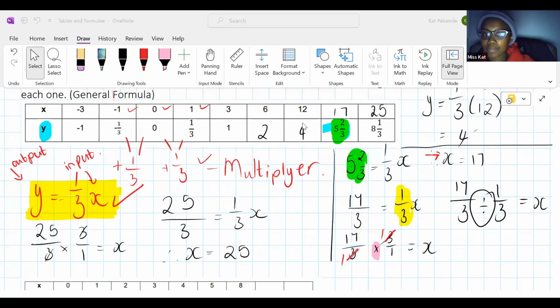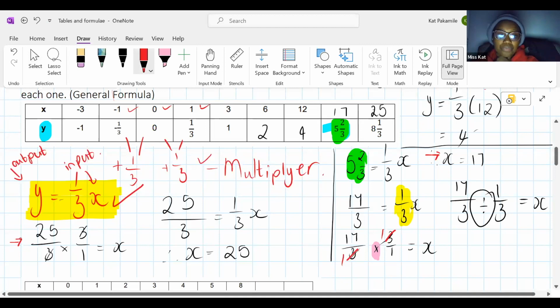Ma'am, can you please redo the last one? I got a different answer. Did you use a calculator? You said 8 1/3 on your calculator. No, I first made it into an improper fraction, 25 over 3. Beautiful. And then you're going to divide by 1 over 3 on both sides, right?